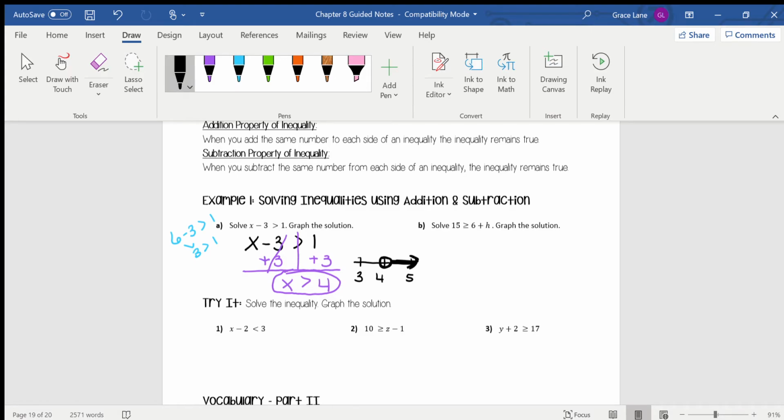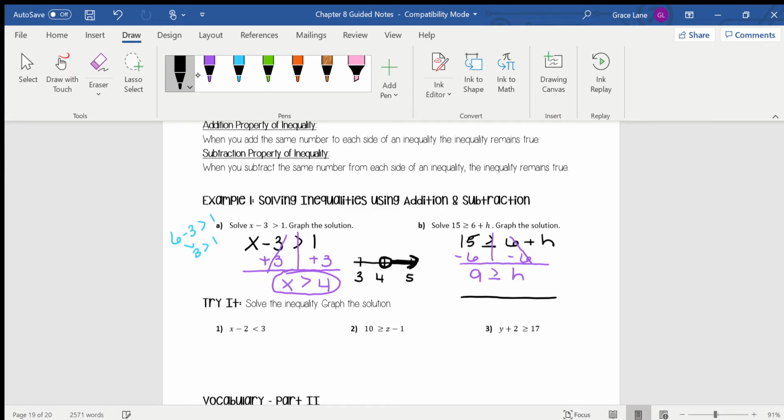So come over to B. Try this one. That's a 5. 15 is greater than or equal to 6 plus h. So split your inequality in half. You want to get h alone. So instead of plus 6, I want to subtract 6. 15 minus 6 is 9. Symbol stays the same. And then this side, the 6's cancel out. So 9 is greater than or equal to h.